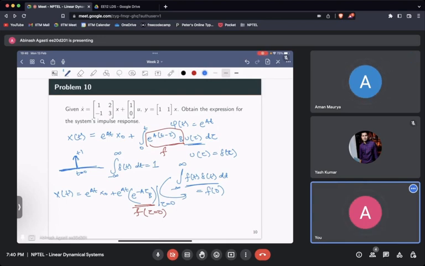So this means e to the power At x naught plus e to the power At B is the state x of t when you provide u of t equal to delta t. So what is y of t? It is just C into x of t, which is C into e to the power At into x naught plus B. Okay.